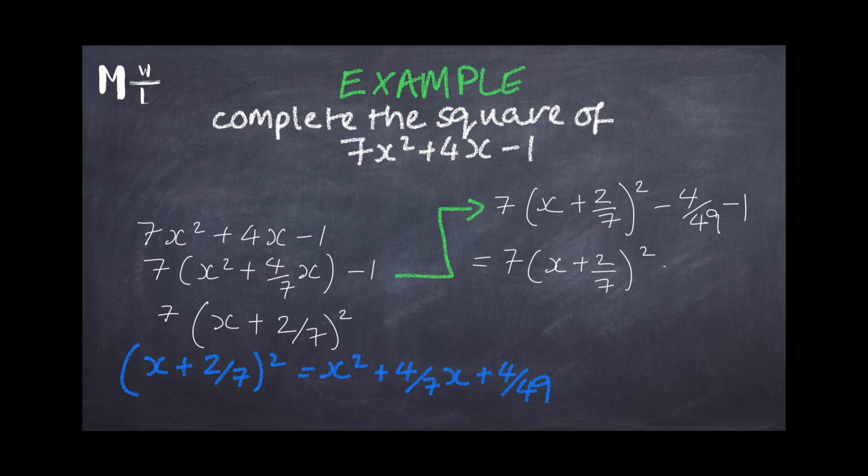As you can see here, the method that we've used is pretty much the same. We just needed to remember at the beginning to take out the x squared coefficient first.